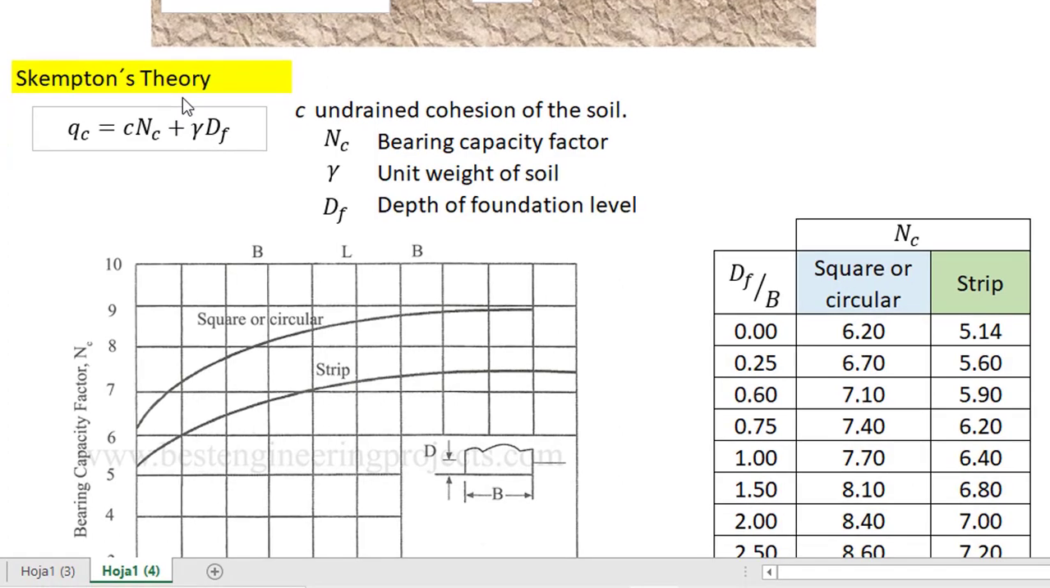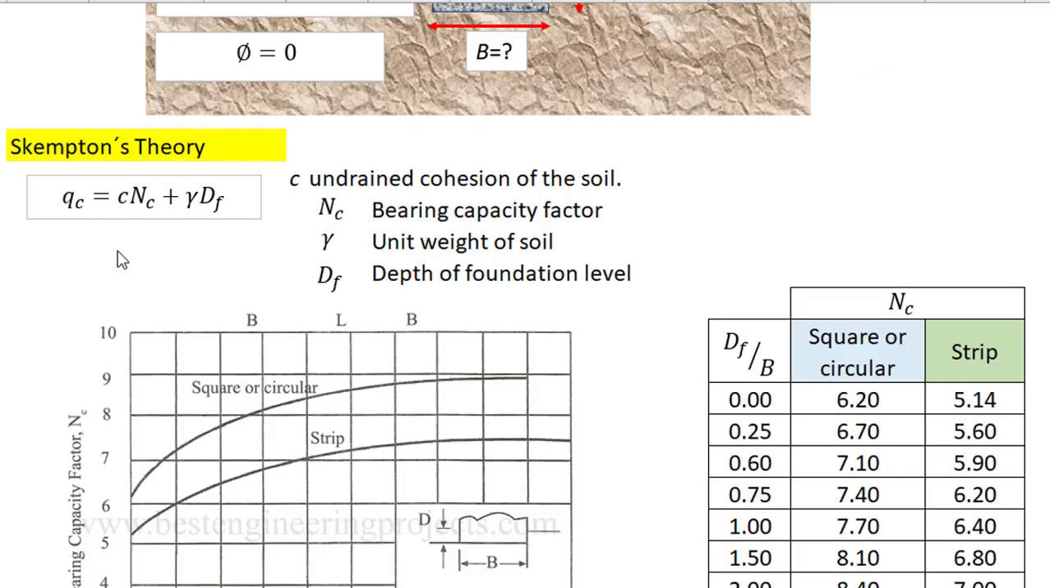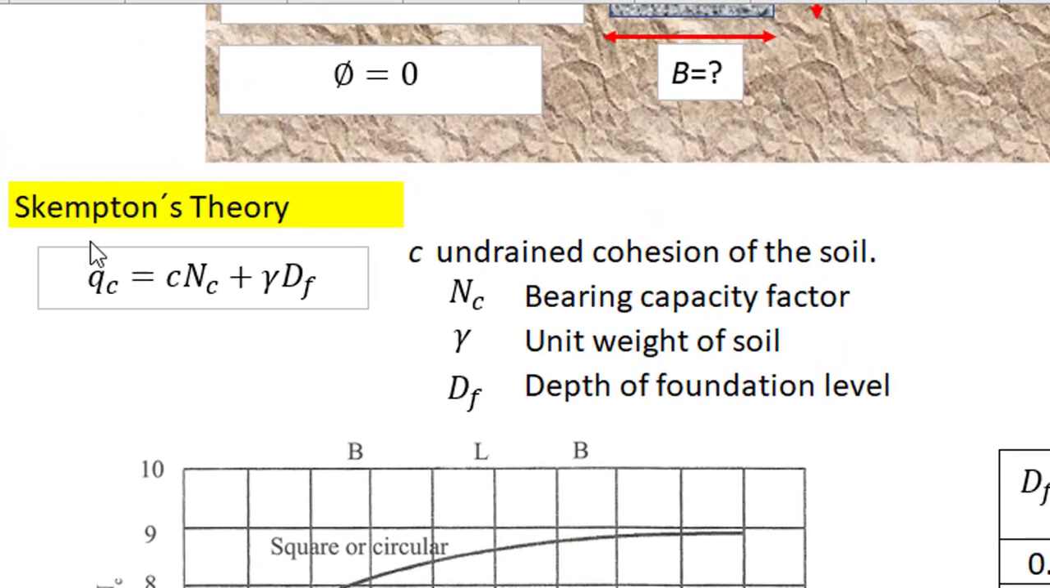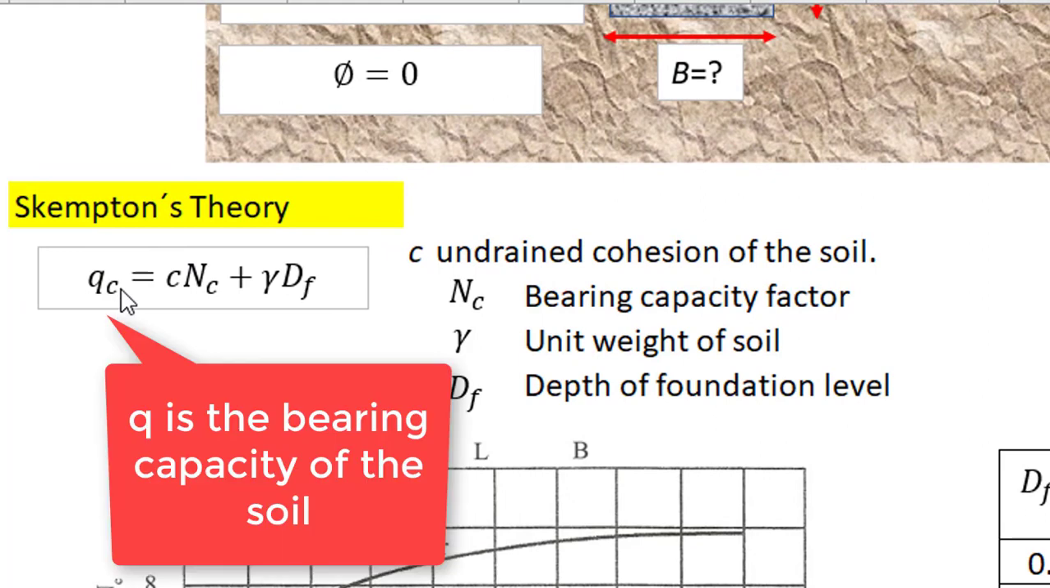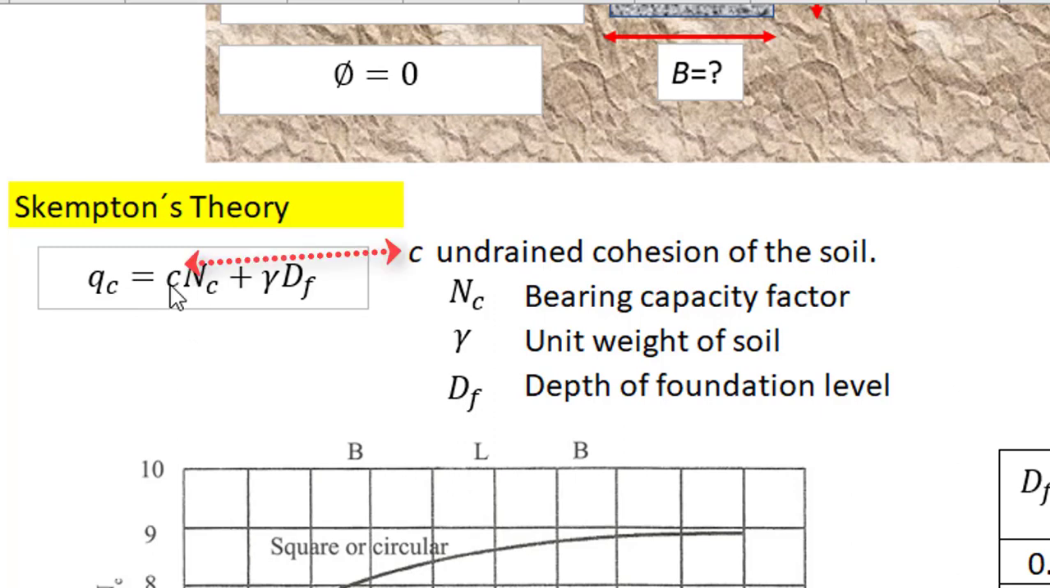Okay, we are going to find B using the Skempton's theory with this equation. Bearing capacity is equal to cohesion by bearing capacity factor plus unit weight of soil by depth of foundation level.